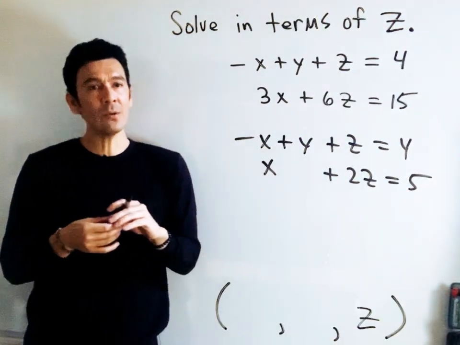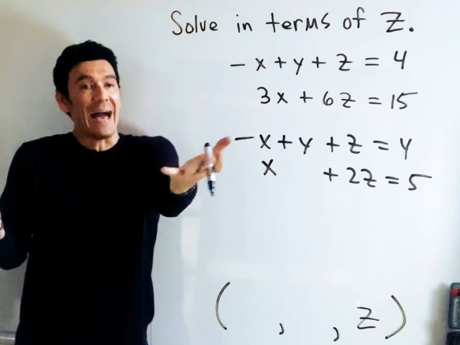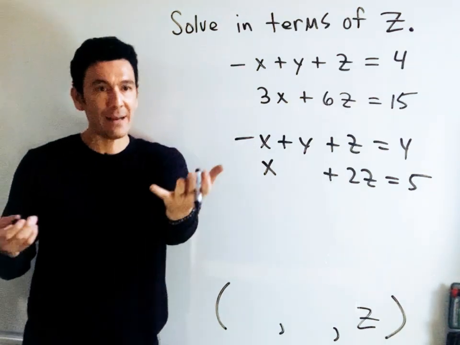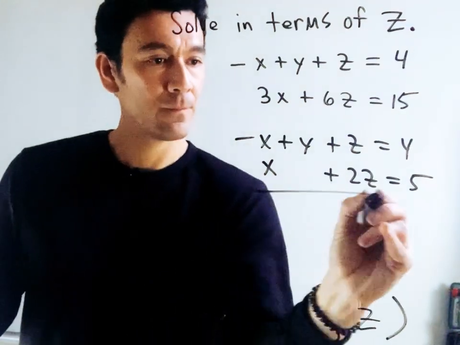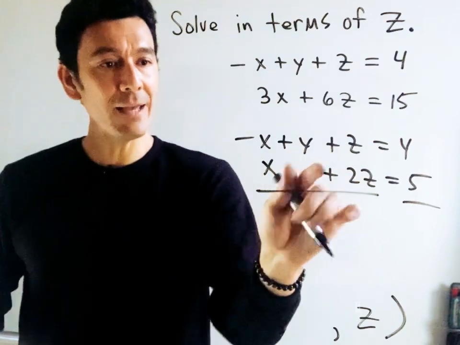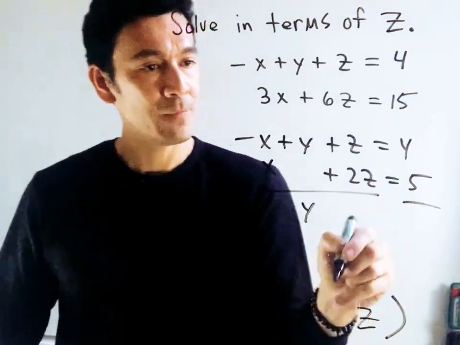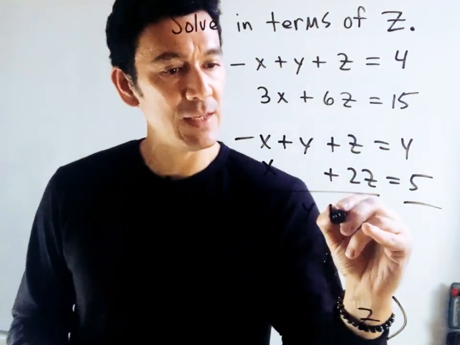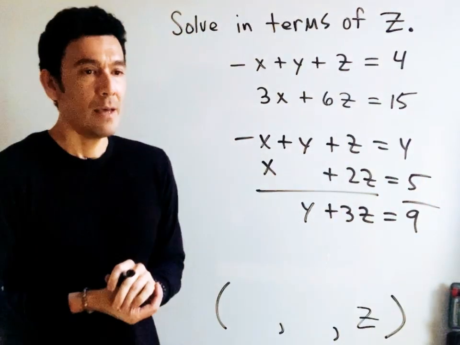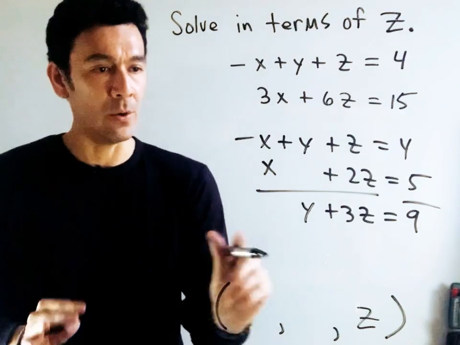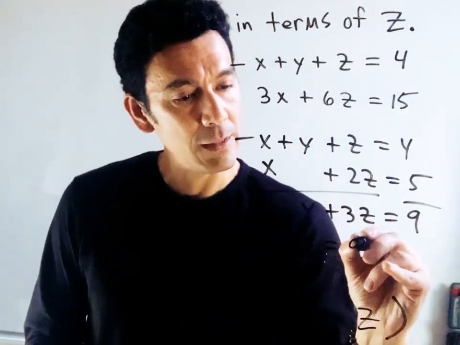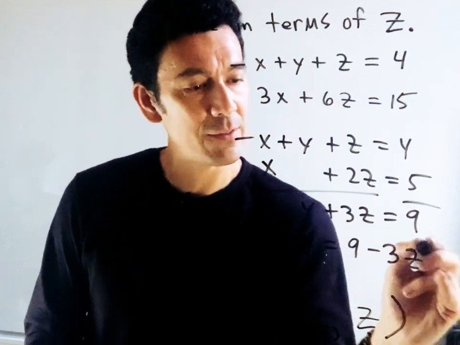And then why don't we add these equations together? Let's see what happens if we add these equations together. Let's see, negative x and x are gone. Y plus nothing is still y. 1z plus 2z is 3z. And this would be 9. And then why don't we get y alone by moving 3z to this side? So y would equal 9 minus 3z.